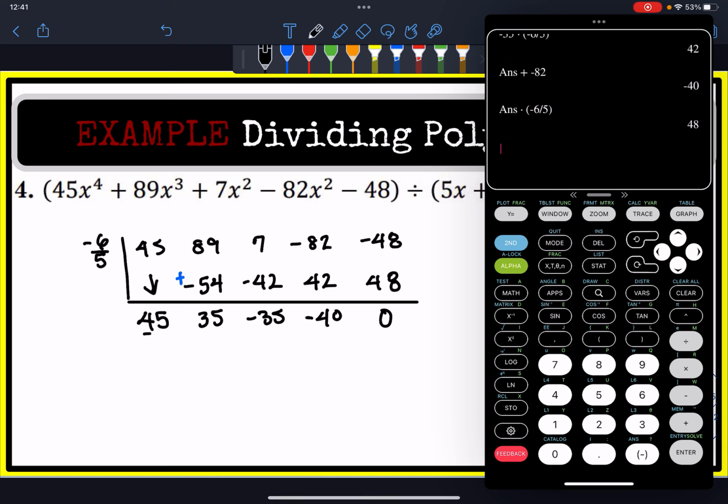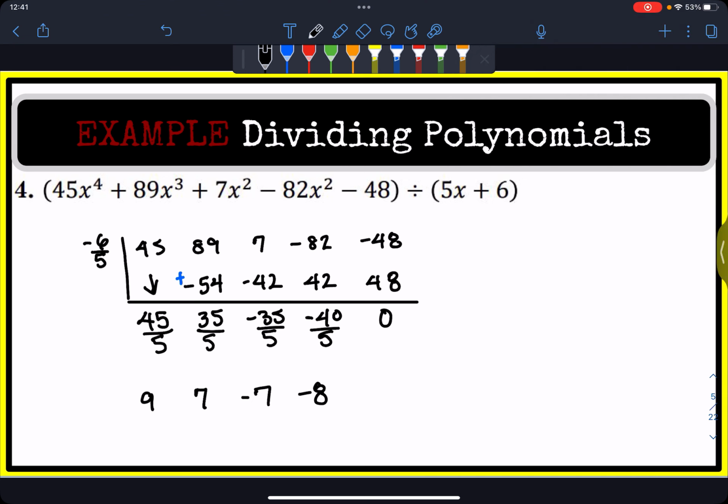Now, all of these numbers have to be divided by 5. And we end up with 9, 7, -7, and -8. So our solution is 9x to the third power plus 7x squared minus 7x minus 8.